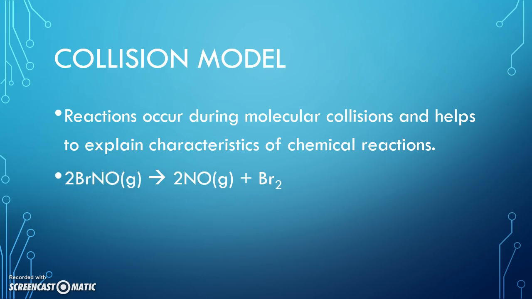If we look at this equation here, we have a molecule BrNO, and when it collides with another one of itself, it forms Br2 and two NOs. And what has to happen is these need to collide properly. In fact, the two Brs must hit each other in order for this reaction to take place. So the Br and the Br have to collide. If the Br of the BrNO collides with the O of another BrNO, no reaction is going to take place. So there is a proper orientation that needs to happen in order for a reaction to occur.